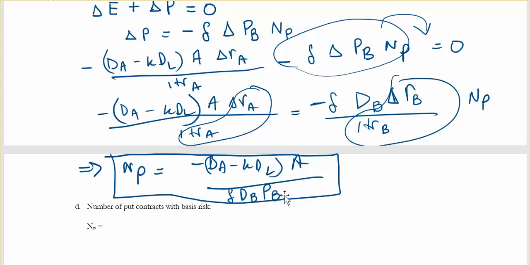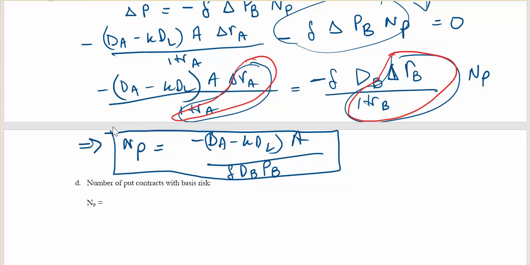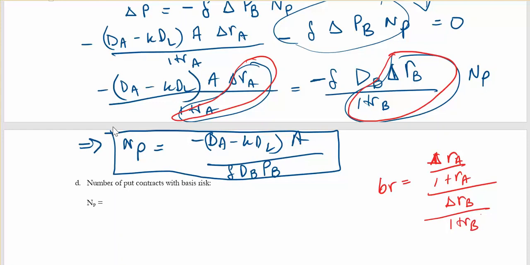Now if we do have basis risk, that is saying that, again, these two terms are not the same. And just remember, we're defining basis risk as how much the balance sheet's relative interest rates change with the underlying bond's interest rate.